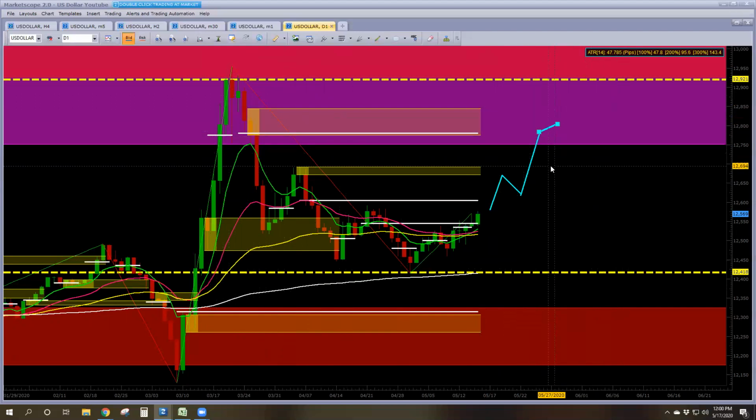If the dollar keeps on wanting to push up, just know that you should maybe switch gears and say, hey, you know what? Maybe swing trading is not the time for this right now.